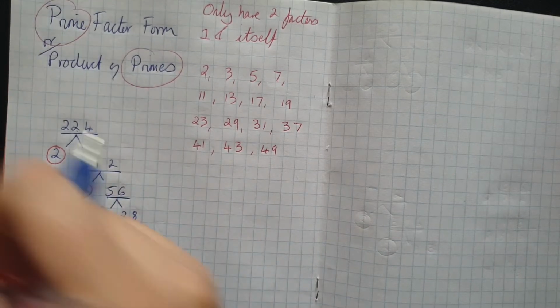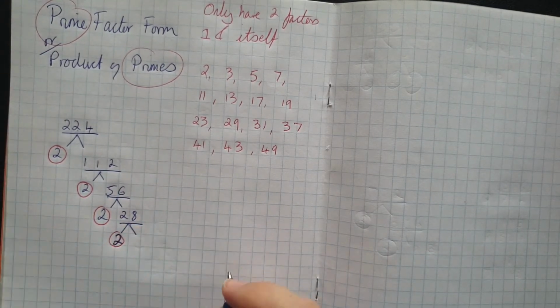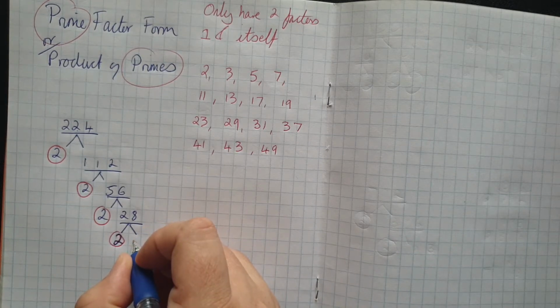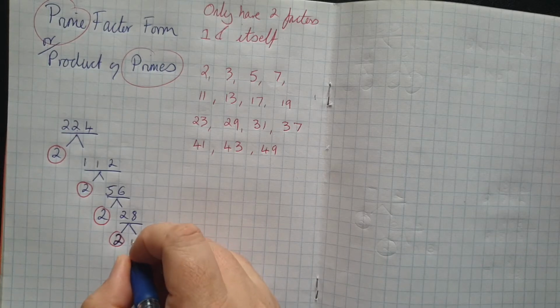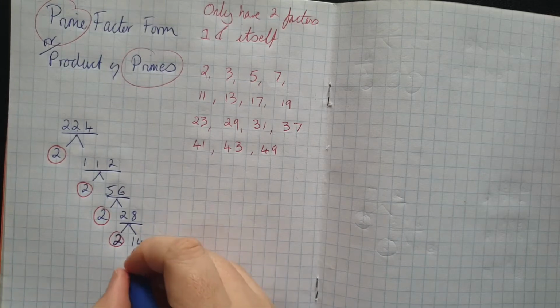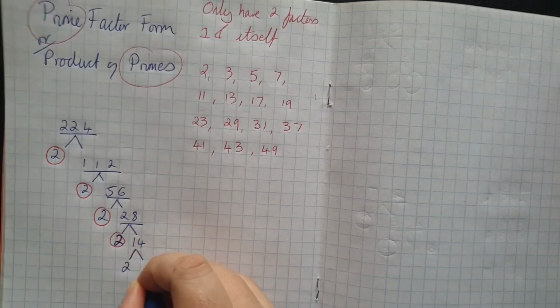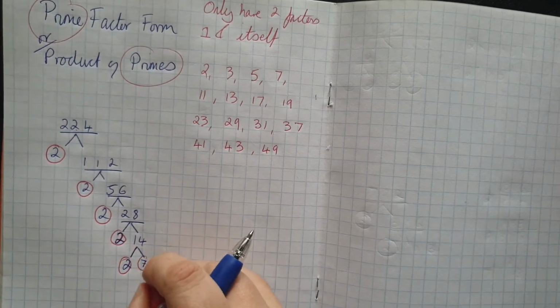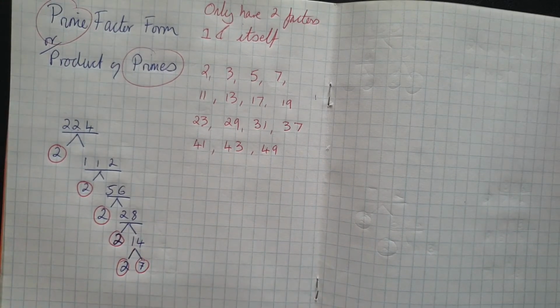Change my colour coding, there we go. How many 2's in 28? 7, no, not 7. How many 2's in 28? That's 14, oh, another 2. I wrote a continental 7 for some weird reason. Oh well, so let's have a look.